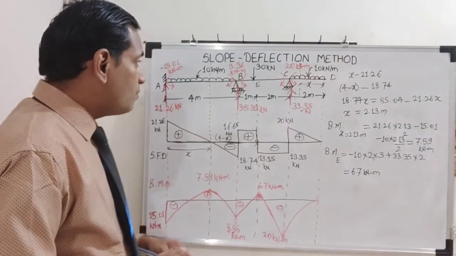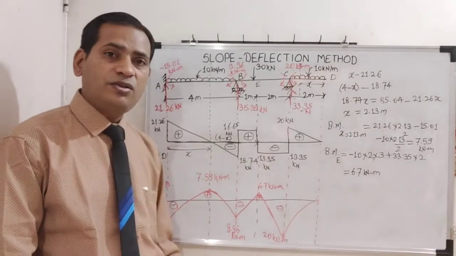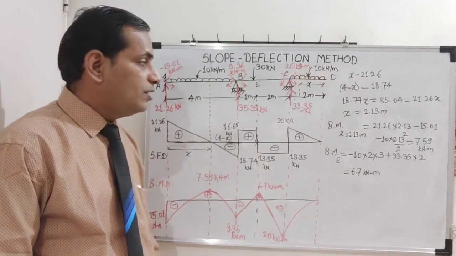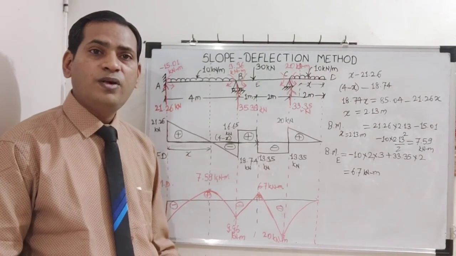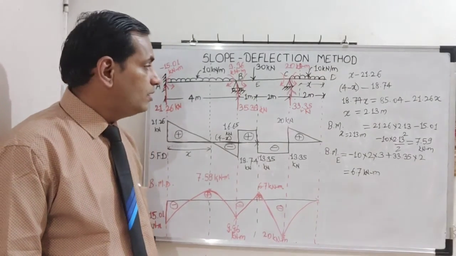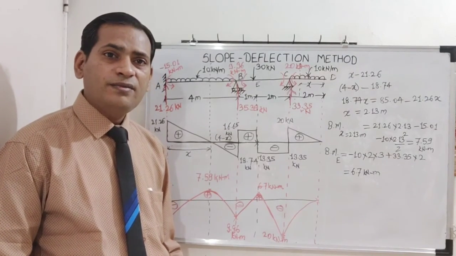So friends, this is my analysis of this particular continuous beam by slope deflection method. I hope there has not been any difficulty for you to understand the concepts. If at all you have any questions, do write in the comment.